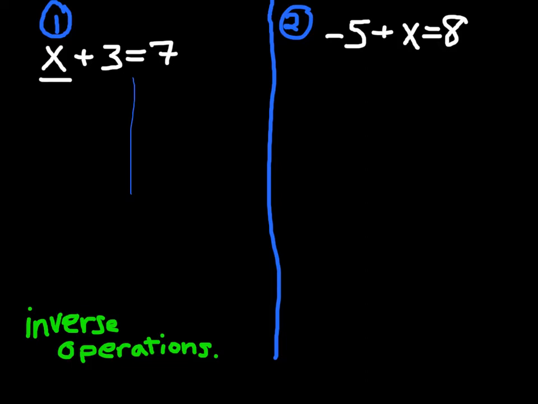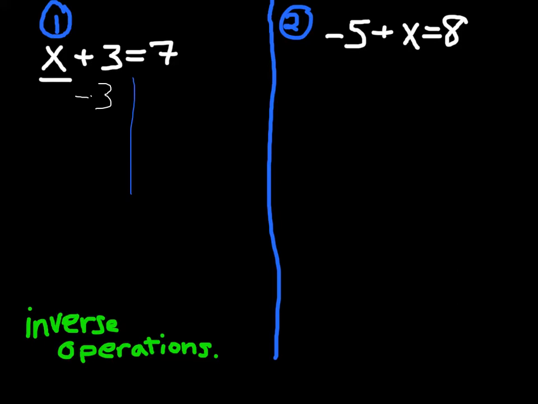So if we think of what is the operation that is opposite of addition, well, that'd be subtraction. And just like subtraction is the opposite of addition, multiplication and division are opposites. So we can use those to get our x by itself. So if we try this using our number 1 problem here, we can see that x is being added to 3. So we have addition, we want to use subtraction to get our x by itself. So x plus 3, we want to subtract 3.